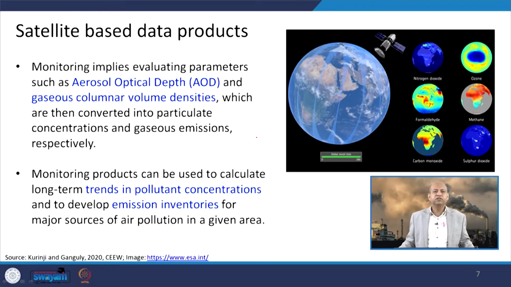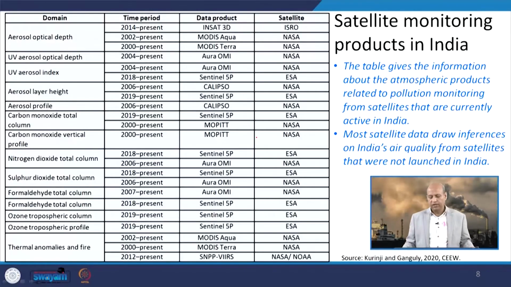The monitoring products can be used to estimate long-range trends in pollutant concentrations and to develop emission inventories for major sources of air pollution in a given area. So these are the uses of these basic products. When we talk about satellite monitoring products available for India, you can see that for different periods and domains there are aerosol optical depth, ultraviolet aerosol optical depth, aerosol index, aerosol layer height, and aerosol profile. These different products are available for different periods. From 2000 onwards, a lot of information is available.